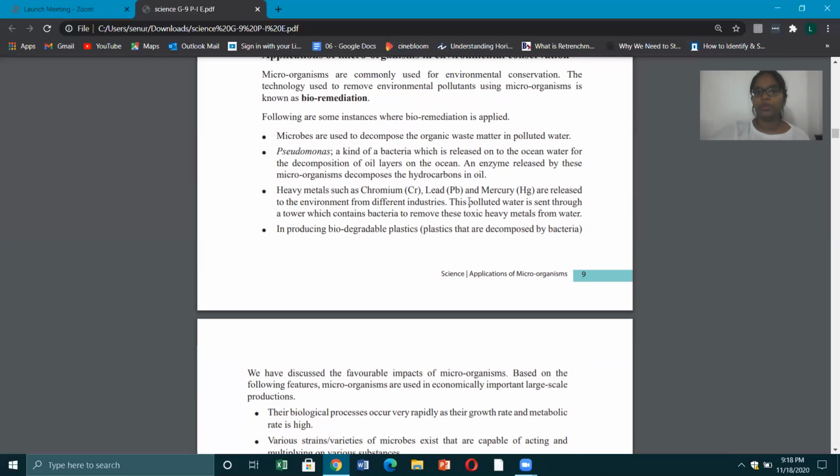One is that microorganisms have been used to decompose organic waste matter in polluted water. The next one is a bacteria named Pseudomonas, which is released onto the ocean water for the decomposition of oil layers on the ocean, and the enzyme released by these microorganisms decomposes the hydrocarbons in the oil. Okay, so just imagine a ship is going, and this ship is having containers of oil. What happens?